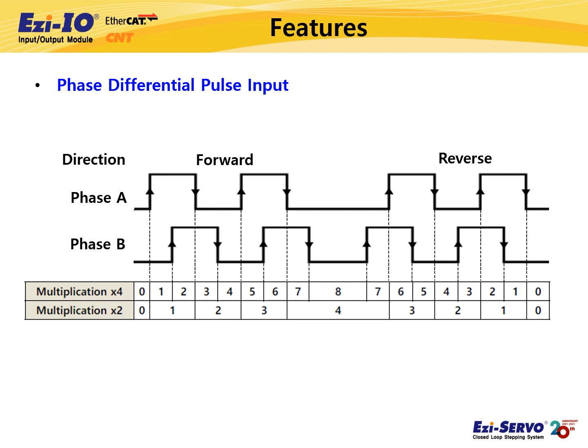In case of quadrupling the phase differential pulse input, count is executed from the rising or falling edge of A-phase and B-phase signals. And, in case of doubling the phase differential pulse input, count is executed from the rising or falling edge of the A-phase signal, and the B-phase signal orders the count direction. In both cases, if the A-phase signal precedes the B-phase signal, in other words, if rising edge of A-phase precedes the rising edge of B-phase by 1/4 cycle, the counter value increases. And if the B-phase signal precedes the A-phase signal, the counter value decreases.